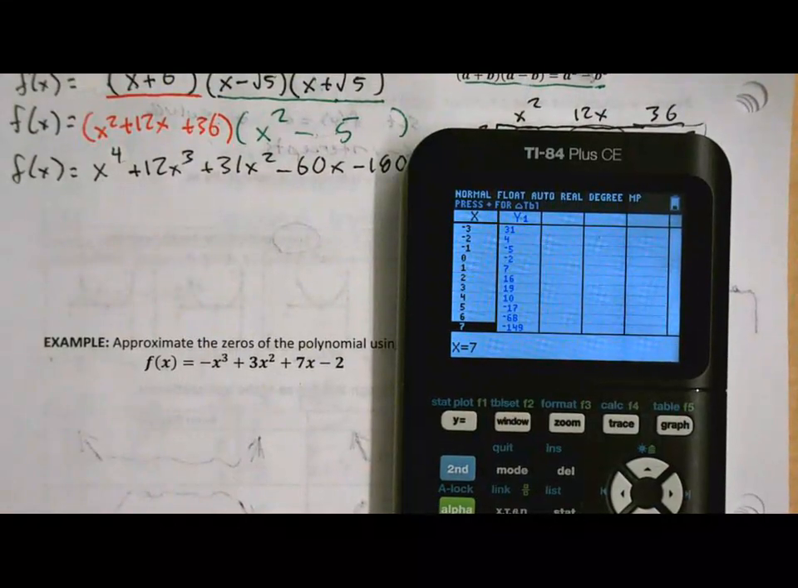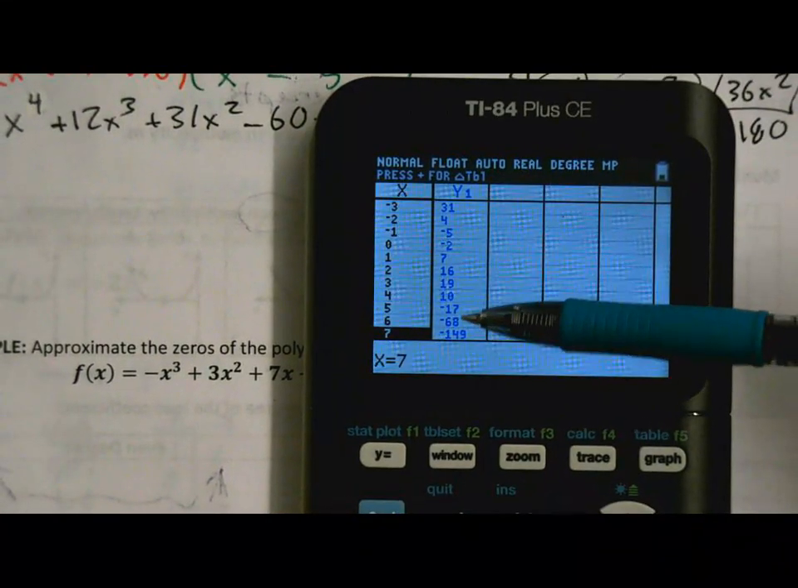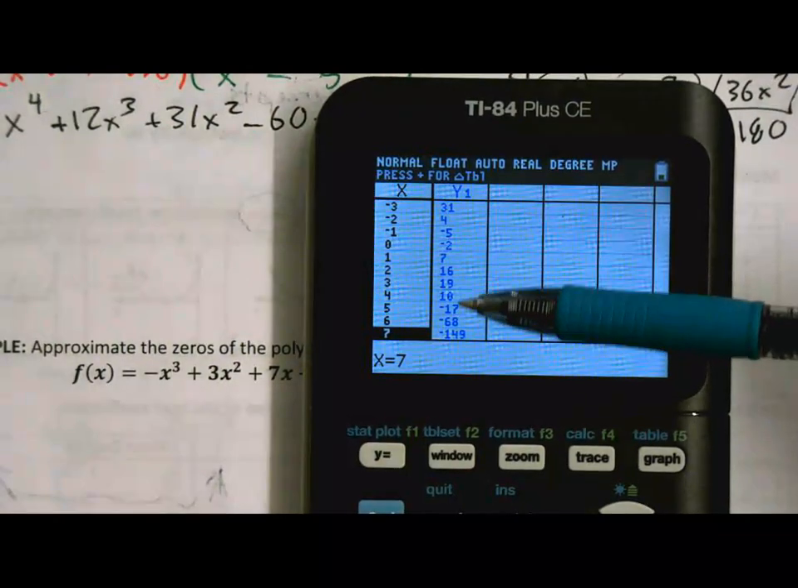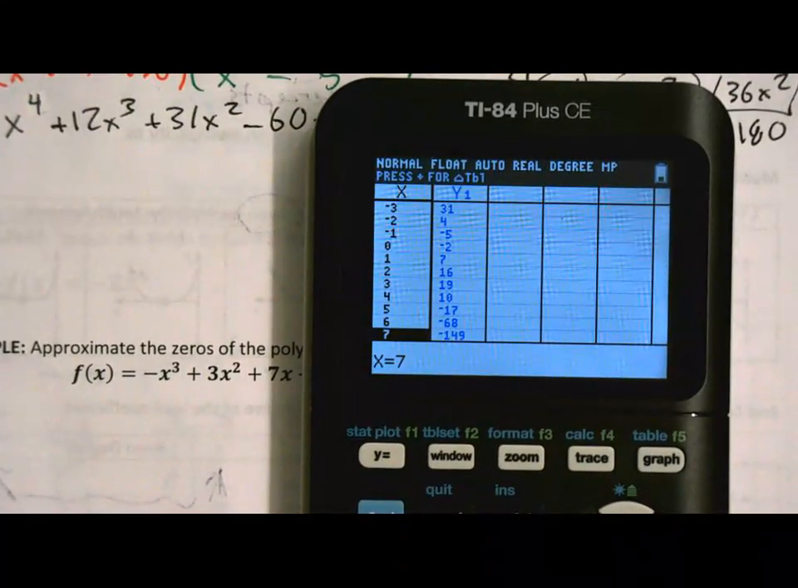Are you guys okay with where I'm seeing that? What I'm looking for to find x-intercepts on a table is where the y values switch from a positive to a negative, or a negative to a positive. If I'm switching from a negative to a positive, then somewhere in between there I've got to pass through 0.